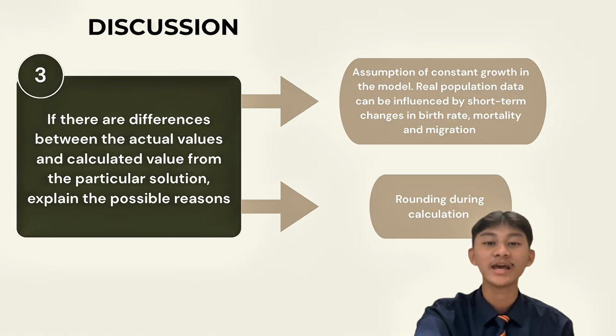While the error is minimal, it is important to understand why our calculated value isn't a 100% match. There are two primary reasons for this slight variance. First, the assumption of constant growth. Our model operates on the assumption that growth is perfectly steady and continuous. In the real world, population data is far more complex. It is influenced by short-term changes in birth rates, mortality, and migration that a smooth exponential curve cannot fully capture. Second, rounding during calculation. Throughout the various stages of our mathematical process, minor rounding of decimals inevitably leads to slight differences when we arrive at the final 9-digit population total.